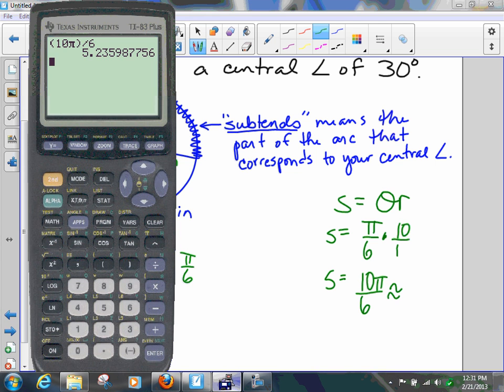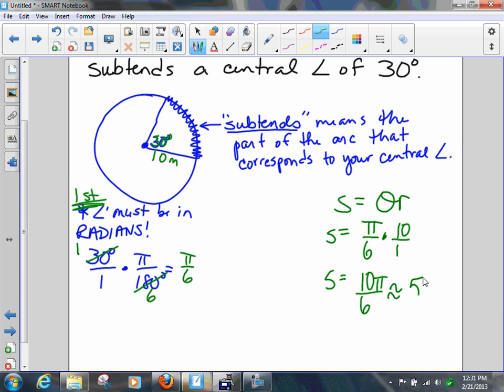Hey, what was it again? Let's round it to the nearest tenths place. What would our answer be? 5.2 meters. What is 5.2 meters? The length of that arc, the length of that crust. That's a big pie. Just saying.